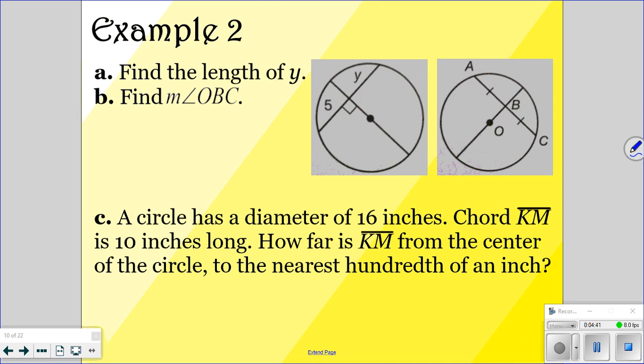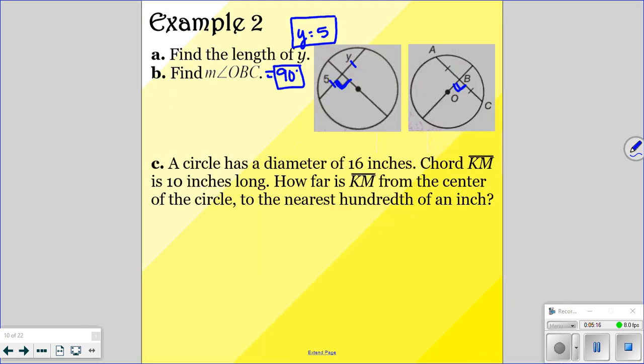Okay, so we want to look at these two. Find the length of Y. Since we have a right angle here, these two segments have to be congruent. So Y is going to have to equal 5. On this next one, since these two are congruent, that means that this angle has to be a right angle. And so this angle would equal 90 degrees. Okay, looking at part C.